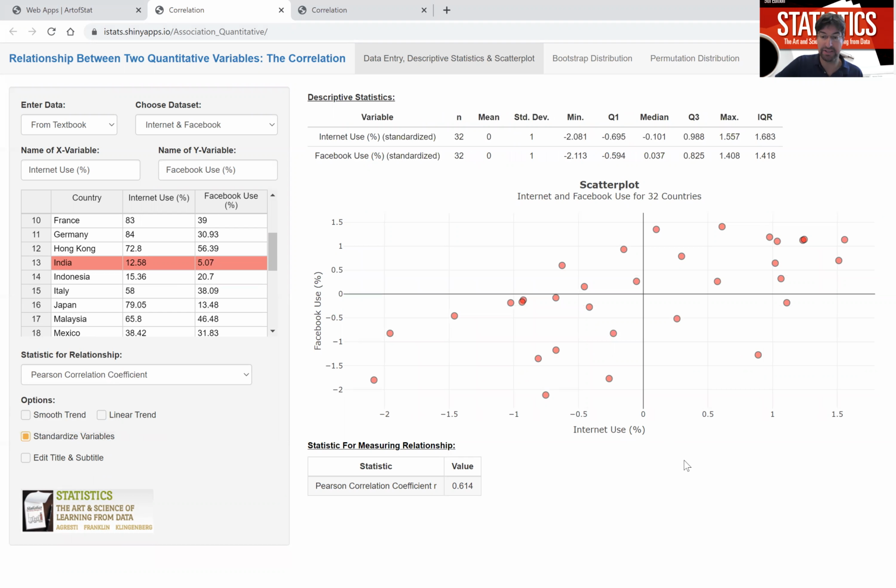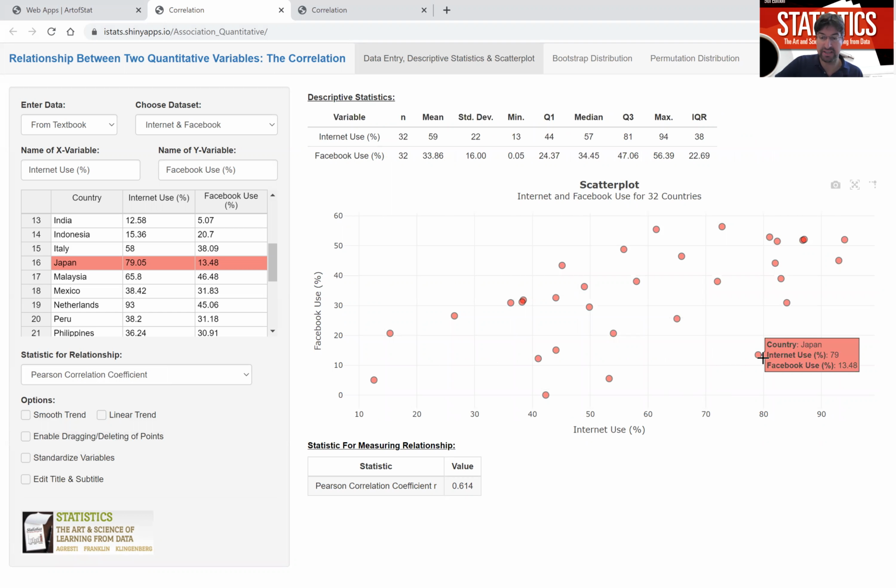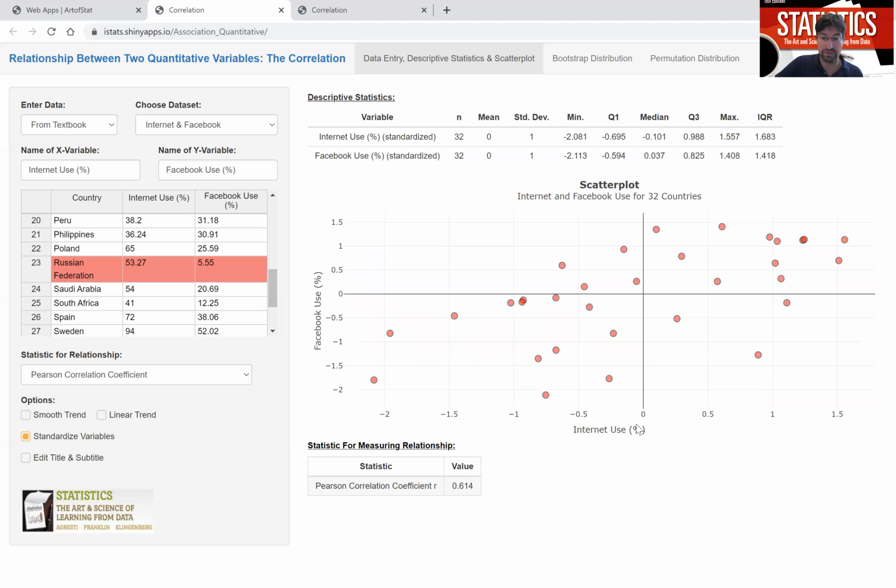So if I select this option, I have Japan right here, and let's look at its z-score. Its z-score is positive for the internet use because its internet use, which remember was roughly 80%, is roughly 1 standard deviation above the mean of all the other countries. But its z-score on Facebook use is negative, meaning its Facebook use is below the average Facebook use. If you go back to the original scatterplot, you see that the internet use of Japan is higher than the average, and its Facebook use, though, seems to be lower than the average, and that's indicated by their z-scores.